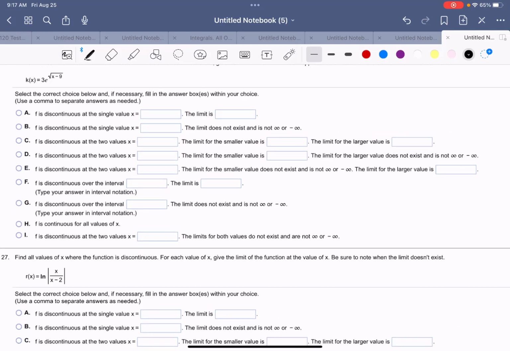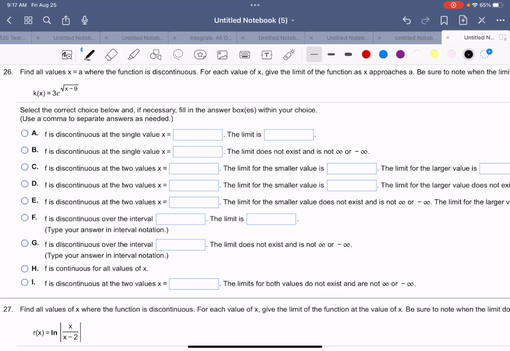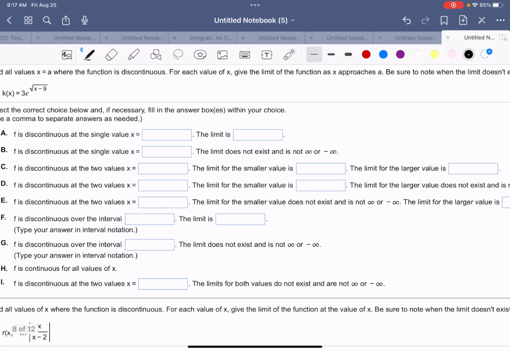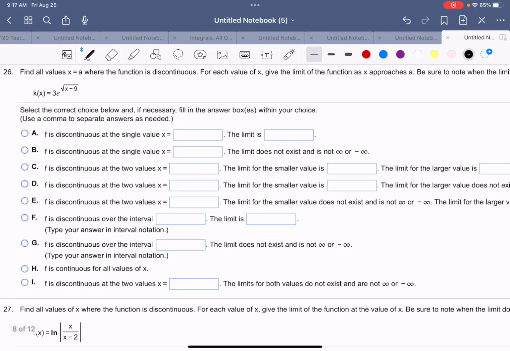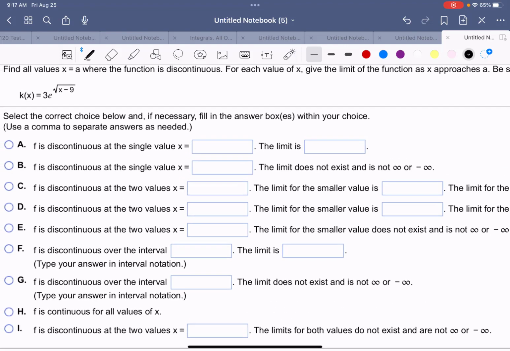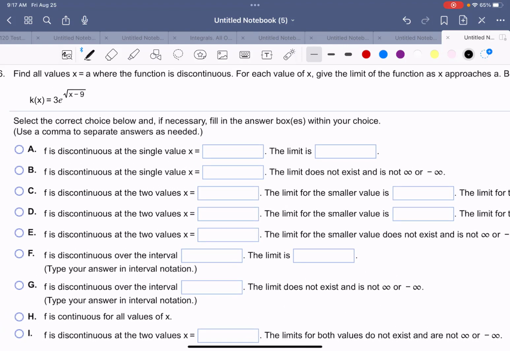Number 26. Find all values x equals a where the function is discontinuous. For each value of x, give the limit of the function as x approaches a. Be sure to note when the limit doesn't exist. And my function is k of x equals 3e to the square root of x minus 9. So this is a different kind of function. You may have never seen something like this, but all we need to focus on is whether we have a denominator or a square root or a logarithm. And in this case, we have a square root.